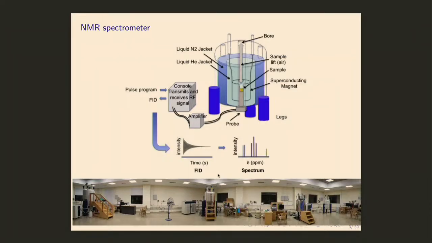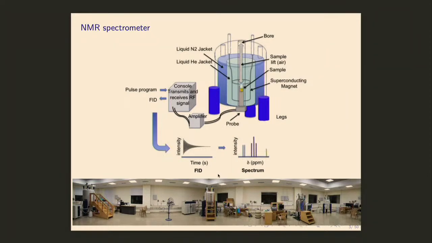That's why this is very expensive, and also the whole field homogeneity should be very, very high. As I said, 1 part in a billion, ppb, and that's very hard to engineer such magnets. So that's why it is very expensive. One superconducting magnet of 500 megahertz resonance frequency costs about 5 crores.